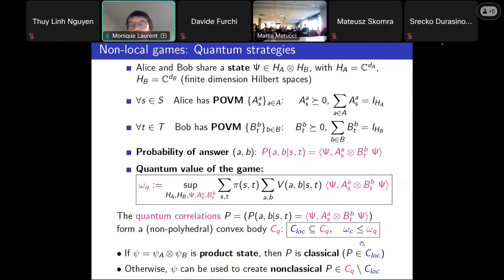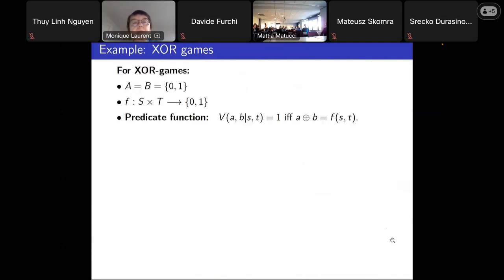So now the whole game is to understand what is the difference between quantum and classical. Are these values the same, maybe sometimes, or different? But let's see some examples of non-local games.